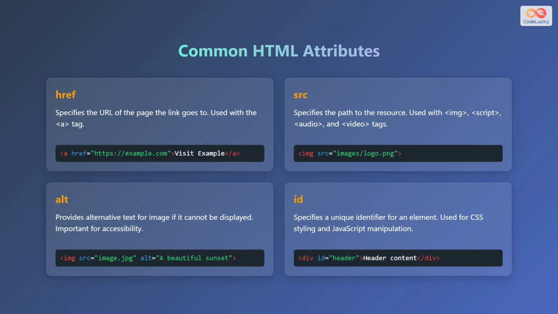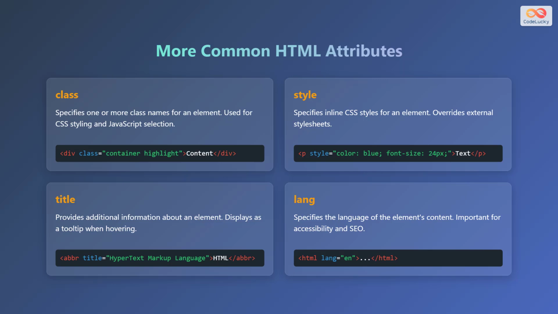Then we have the alt attribute. It provides alternative text for the image if it cannot be displayed, and is important for accessibility. For example, the img tag with src attribute pointing to image.jpg, and the alt attribute with value, a beautiful sunset. Finally, the id attribute specifies a unique identifier for an element, used for cascading style sheet styling and JavaScript manipulation. For example, a div tag with id attribute whose value is header, and the content is header content.